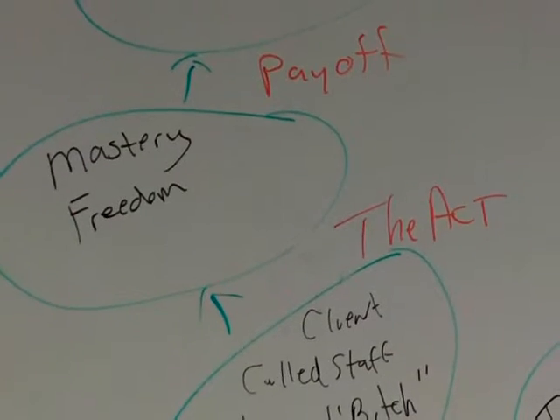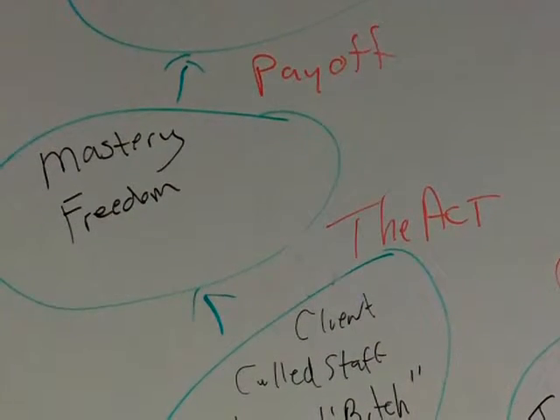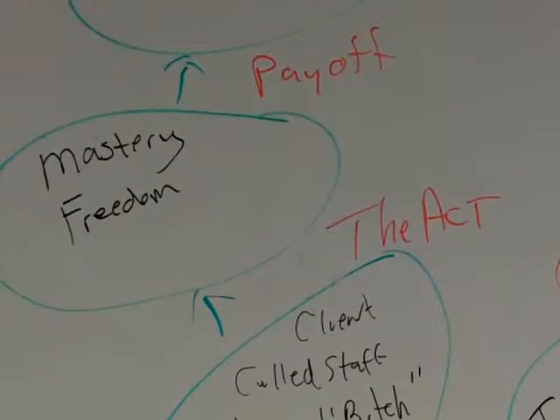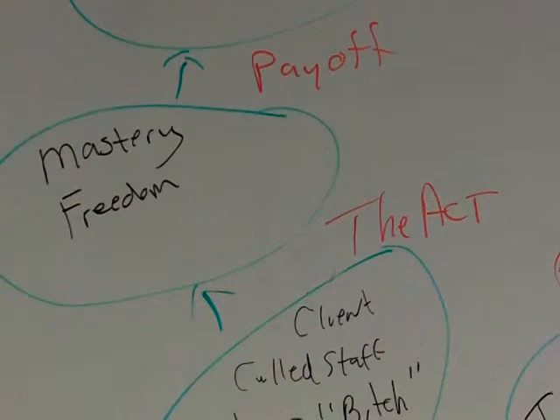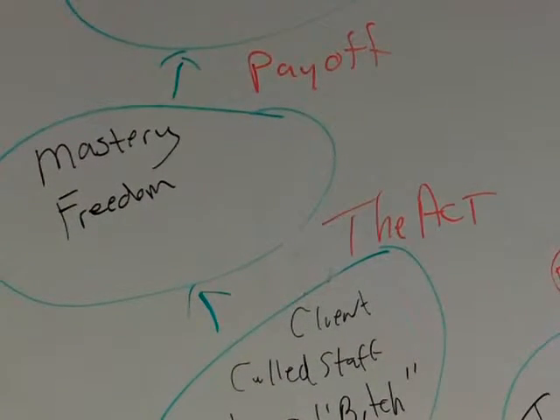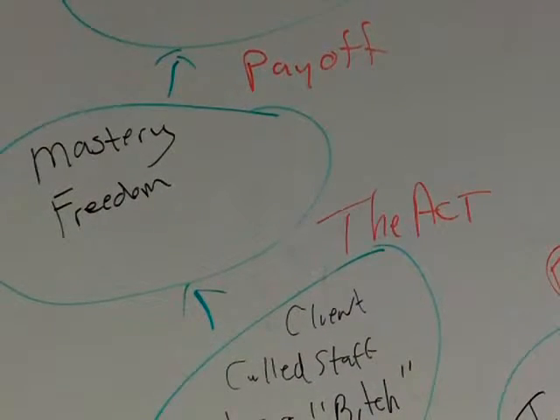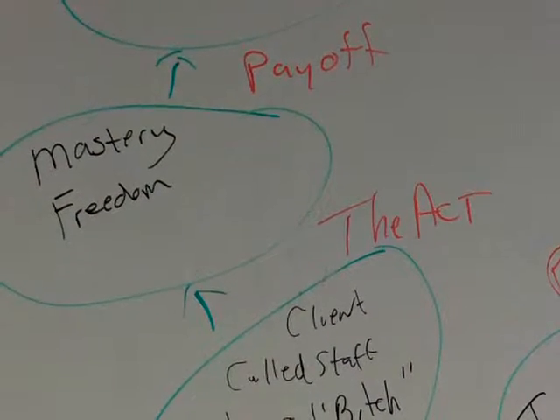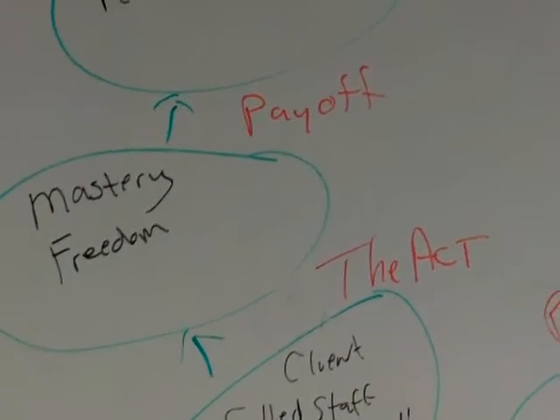Okay, our very next circle here is what is the payoff? And this is those five basic needs. What of those basic needs was the client trying to achieve by doing the act? And in this client's case, he wanted mastery, which is control, and he felt his freedom was being impinged on, so he was trying to achieve freedom as well. Okay, so that was the payoff for him.